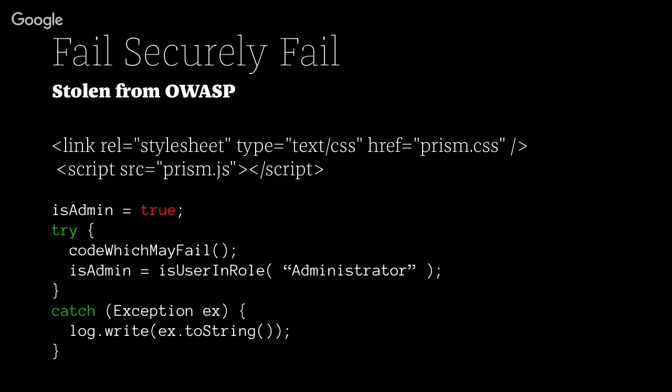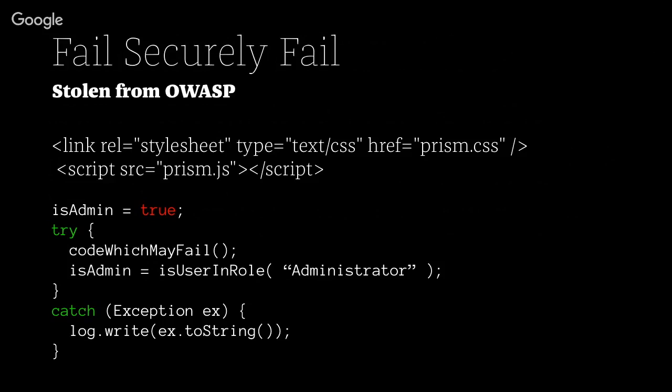So this is actually from OWASP. Ignore the bug in the slide here, but have a look at this code. We have isAdmin equals true, and then we have a try catch block. Now look what's going on inside the try block. Does anybody want to give me a guess of what the admin privileges will be if one of these two methods blows up?